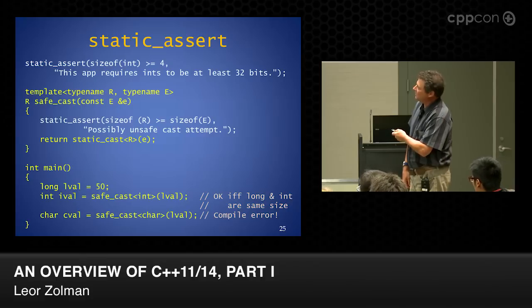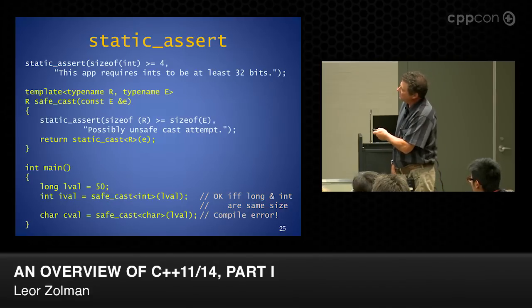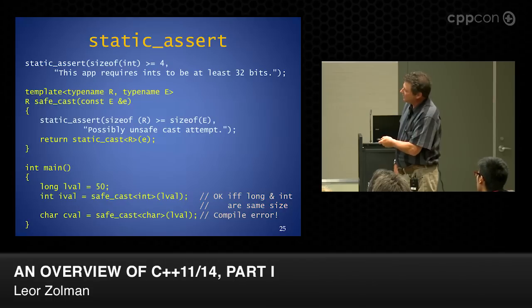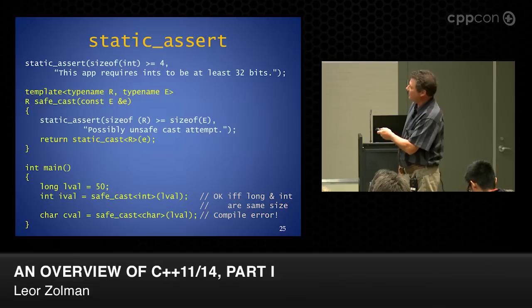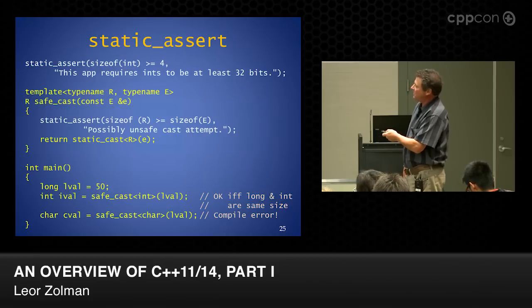So there's two template parameters here. One for the result, which the client always has to specify, because it can't be deduced from anything in here. And one is the type of the expression being passed, which the compiler can deduce from the call. So when I say safecast to int of lval, the compiler deduces the type of E is long, and we've told it the type of R is int. So then it performs this static assert.